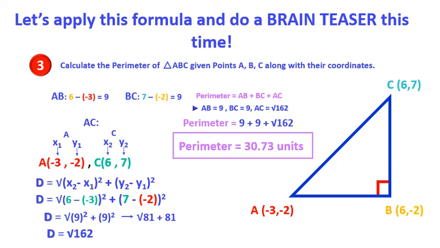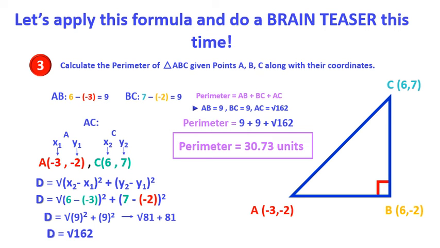For the distance of line AB, since points A and B have the same elevation and y coordinate of their ordered pair, we can simply subtract their x coordinates to figure out the distance between the two. So we'll have line AB is equal to 6 minus -3, which is equal to 9. For the distance of line BC, since points B and C have the same x coordinate of their ordered pair, we can simply subtract the y coordinates to figure out the distance between the two. So we'll have line BC is equal to 7 minus -2.